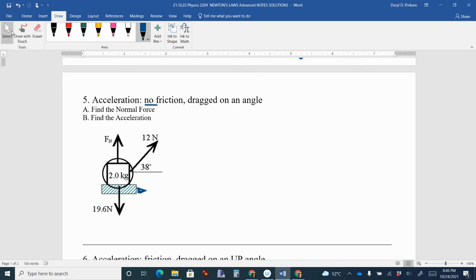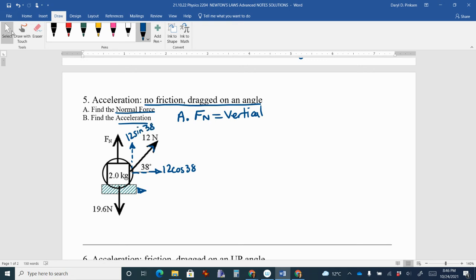So here now there's no friction acting, but it's being dragged on an angle, and we had to find the normal force and the acceleration. Well, the normal force, you're only going to look at what's going on vertically. Here we have, now I'm going to draw this right in here. There's a 12 Newton force acting on an angle. This will be 12 cos 38, that's the horizontal one, and this will be 12 sine 38.